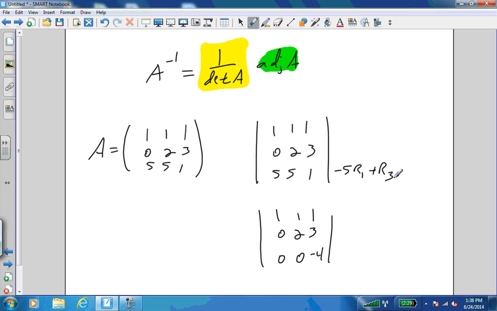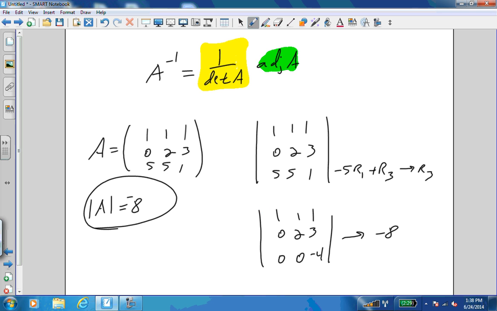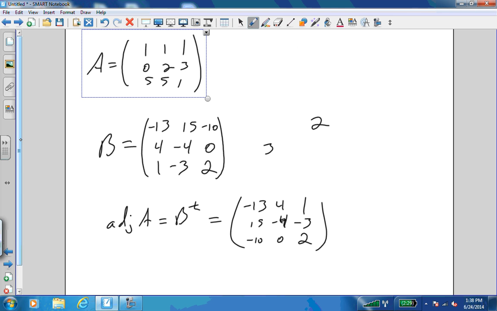Remember, if we get a row by doing a sum of a scalar times a row, then that doesn't change our determinant. So this determinant is 1 times 2 times negative 4, which is also the value of the determinant of A. So the determinant of A is negative 8. So if we take that determinant and our adjoint, we can get our inverse. So let's get our adjoint.